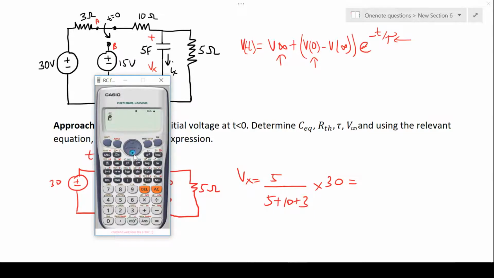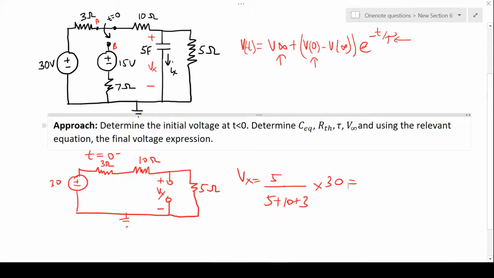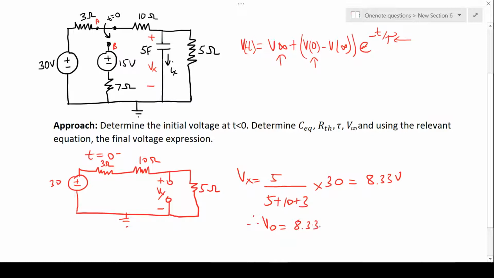So that's 5 over 5 plus 10 plus 3 multiplied by 30, and that gives us a value of 8.33 volts. Therefore the initial voltage is 8.33 volts.